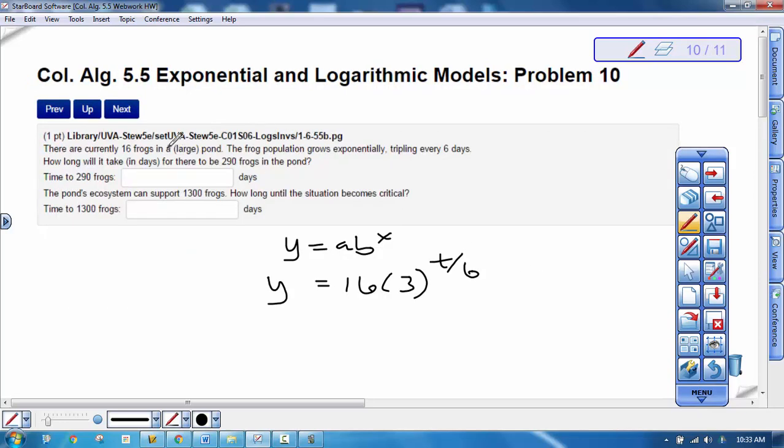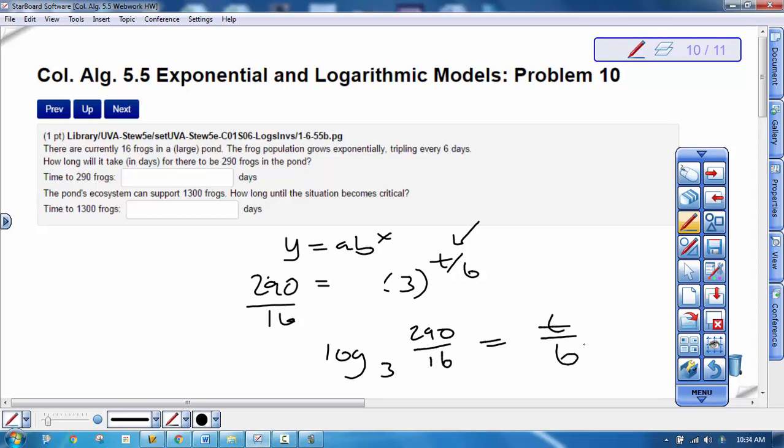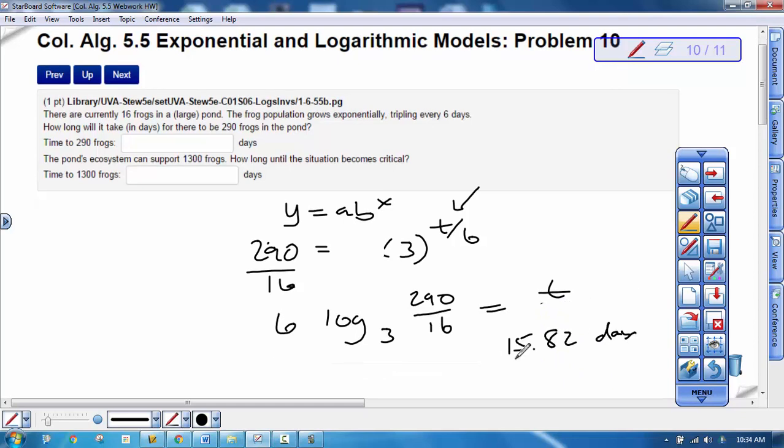In the next problem, if you start with 16 frogs and you're tripling every 6 days, you put 6 in the denominator here, 3 here, so that after 6 days you have a 1 and you're tripling. Here's our function then. In time to reach 290 frogs, you plug in 290 here and solve for this t by dividing both sides by 16 and then changing this to log base 3 of this number, 290 divided by 16 equals t over 6, and then multiply both sides by 6. And that gives you the answer, which is about 15.82 days, so let's say 16 days.